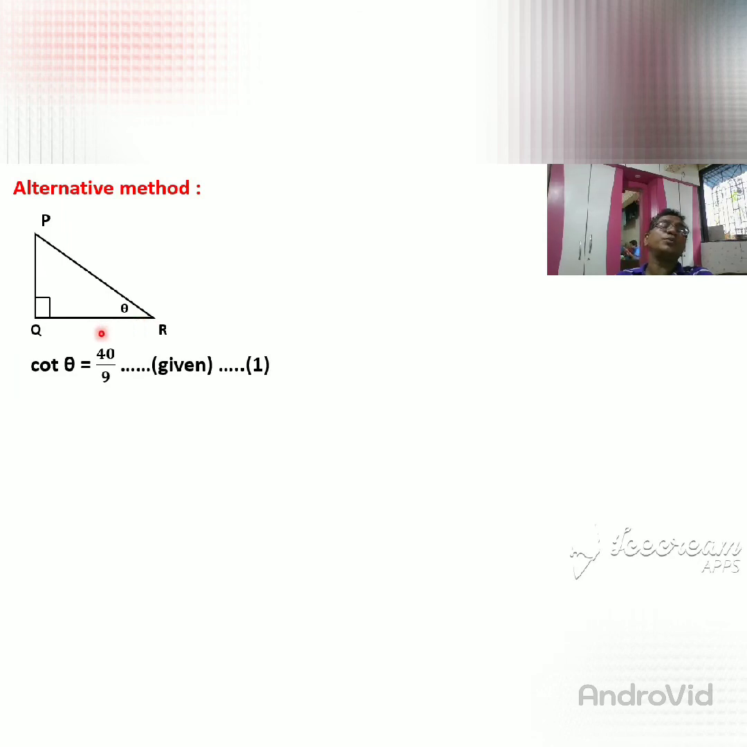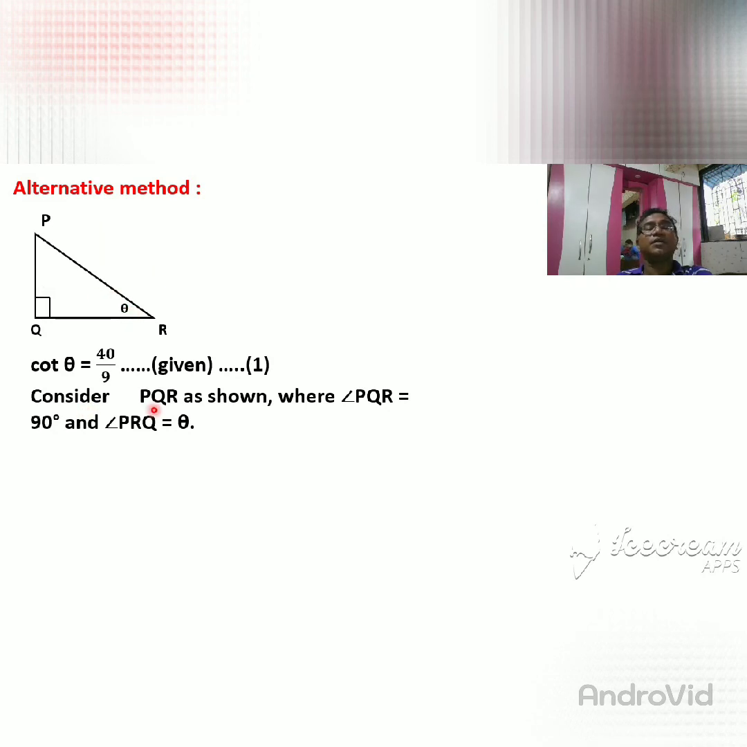So cot theta, cot means adjacent divided by opposite. Adjacent is 40, opposite is 9. So QR is 40 and opposite PQ is 9, so 40 upon 9. Consider theta as it is. Consider the triangle PQR as shown, where angle PQR is equal to 90 degrees. Angle PRQ is equal to theta. So here I write angle PRQ is equal to theta.